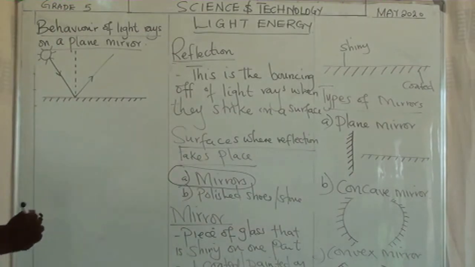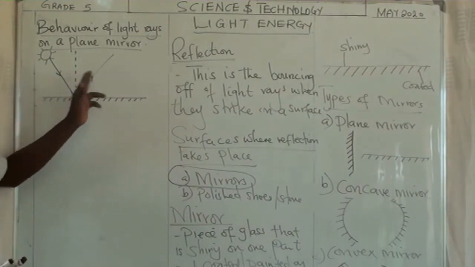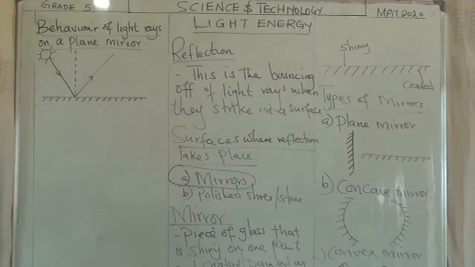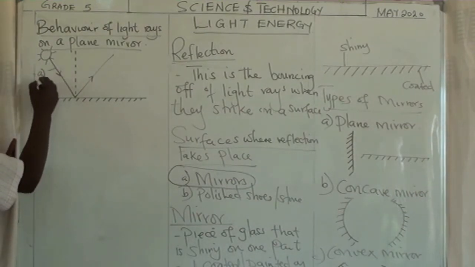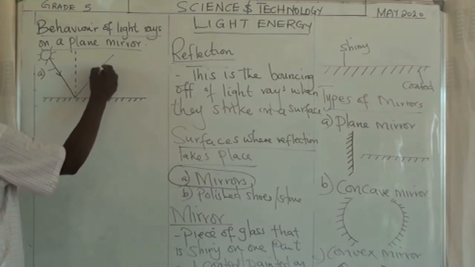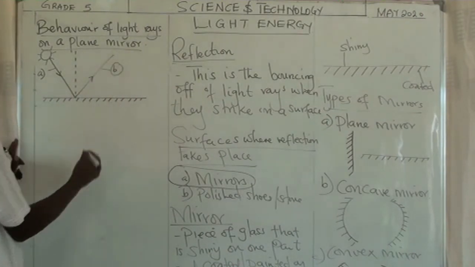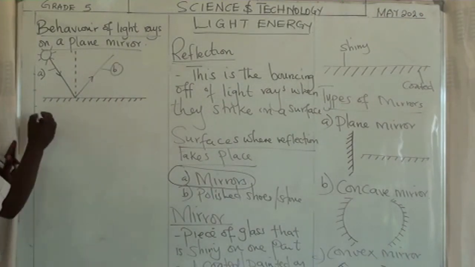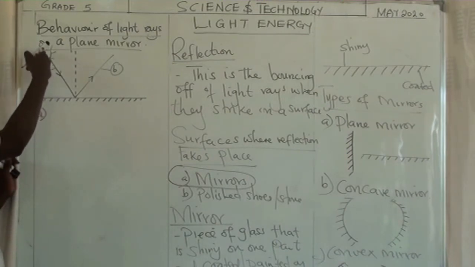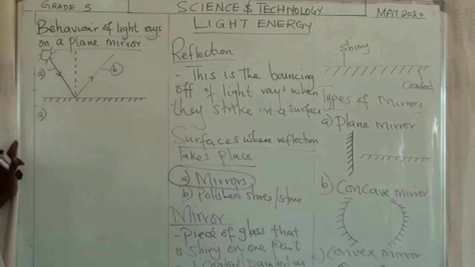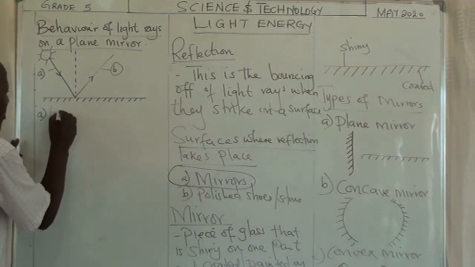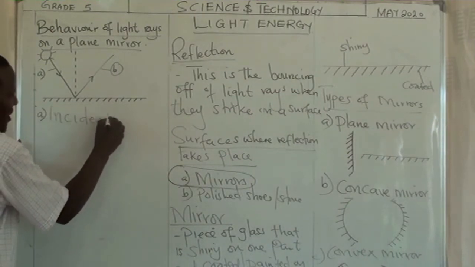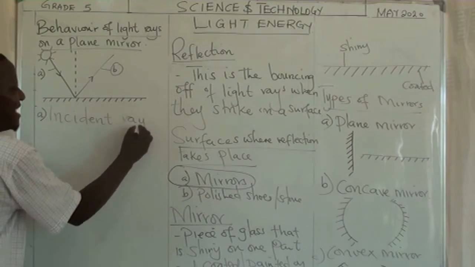Now, in between here, we are going to have another ray that divides the two types of rays, and we are going to learn about them. What are these rays? The ray that comes from the source and the ray that bounces off. So the first ray that comes from the source is called, can you remind me? Incident ray. Very good. This is called an incident ray.